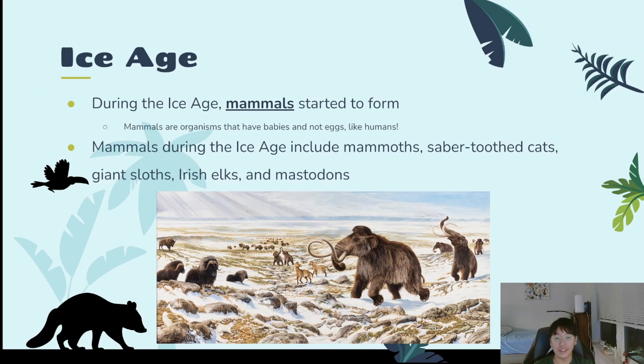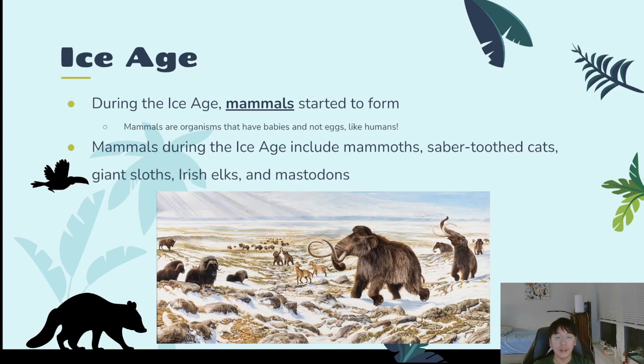So during the Ice Age, mammals started to form. So what are mammals? And what's the difference between an organism and a mammal? Well, mammals are organisms that have babies and not eggs, like us humans. And it's important that the mother feeds milk to their offspring, which are their babies. And that is the definition of mammals.